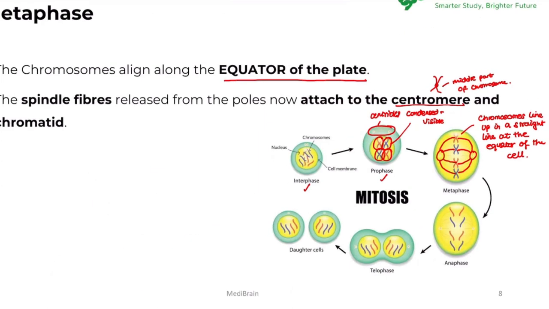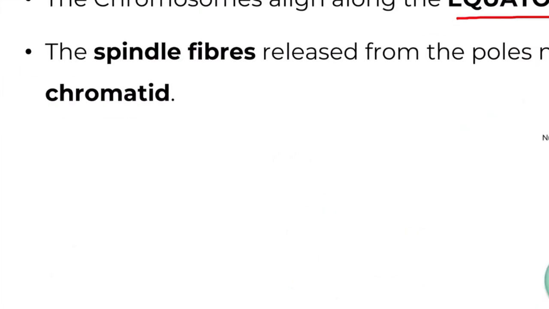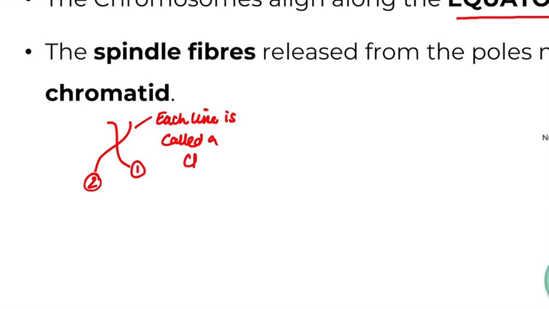They attach to the centromere of the chromatid. And a chromatid is just, so if we draw an X like this, for example, as you can see, there are two lines. Each line is called a chromatid. So in an X, you have two lines, and each line is called a chromatid.